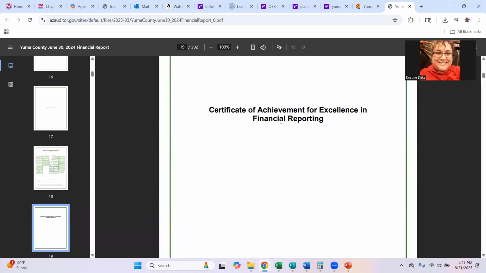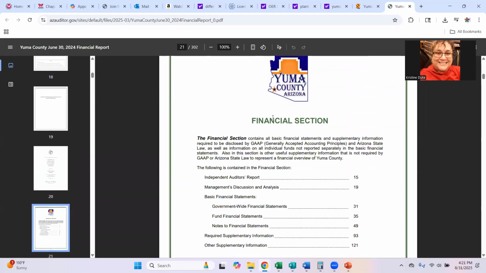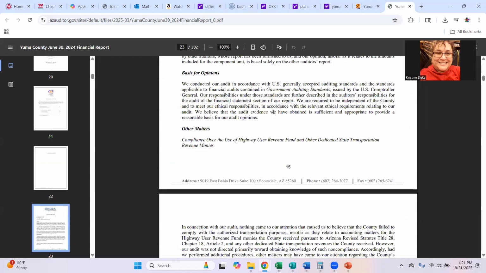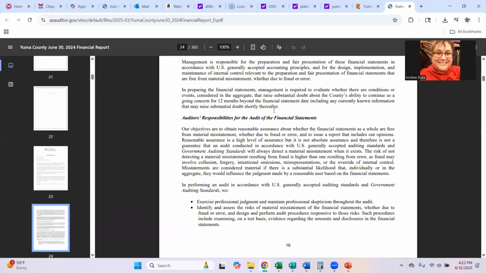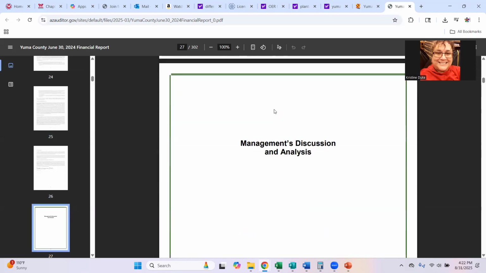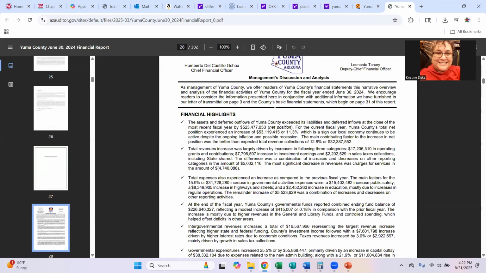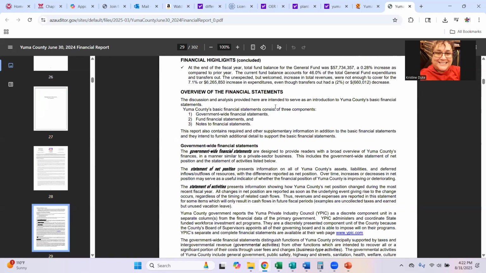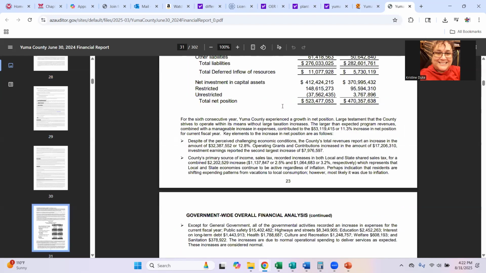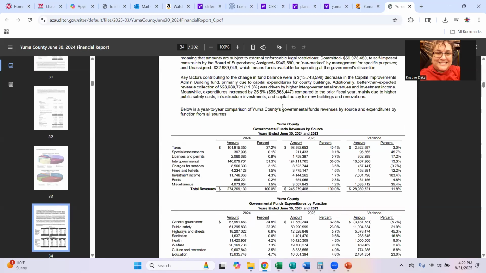And we can keep going. There we go. Excellence in financial reporting. And here's their financial section. So, and this is the auditor saying, hey, this looks pretty good. Okay. This is the MDA, Management Discussion and Analysis. Gives you the financial highlights. And you guys can look at this, as you so choose. And then you'll start getting into some of these financial statements.